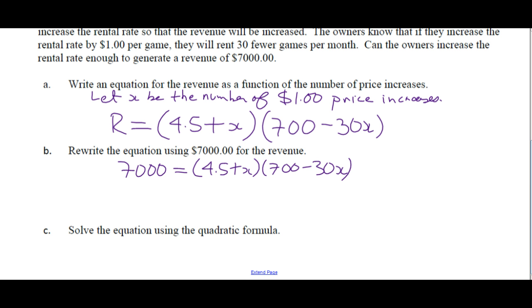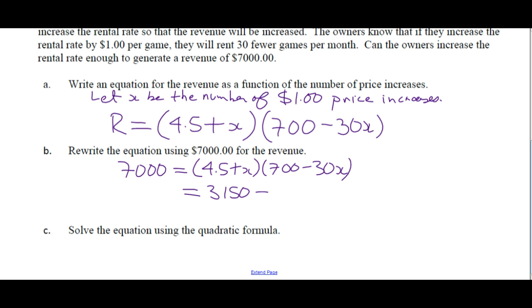Okay, to do this, we need a quadratic equation, right? We know that the right side is going to be a quadratic, so let's multiply it out. I'm going to do all four terms this time. It's not as easy to do the two middle terms in your head. So 4.5 times 700 is 3,150.